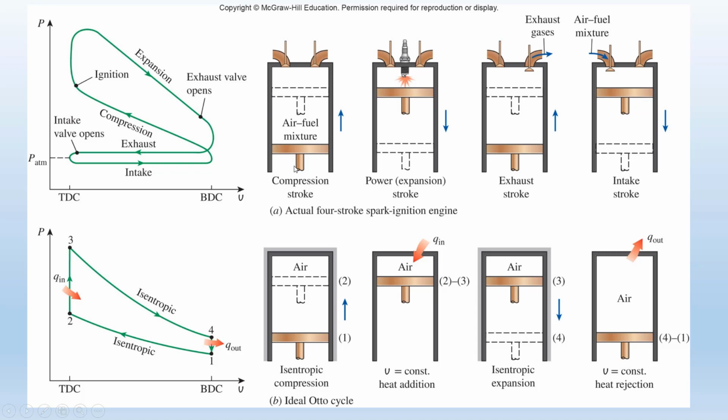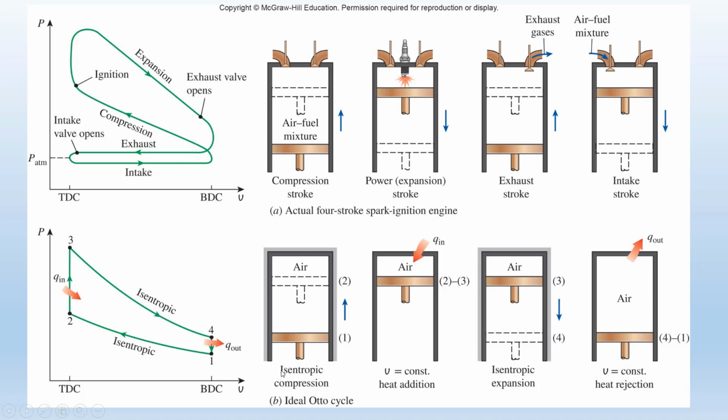For the ideal Otto cycle, we assume that we have 2 isentropic processes and also 2 constant volume processes. So 2 isentropic steps and 2 constant volume steps. So this is the PV diagram for the ideal Otto cycle. Again, 2 isentropic steps and 2 constant volume steps.